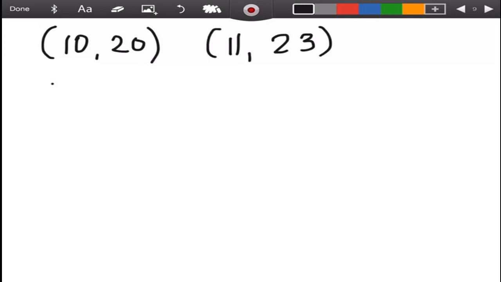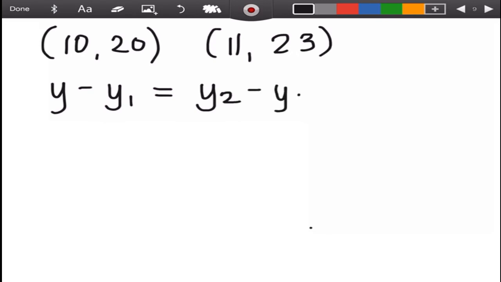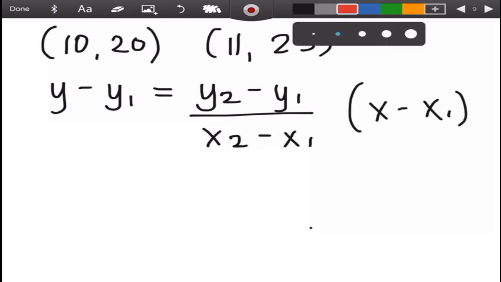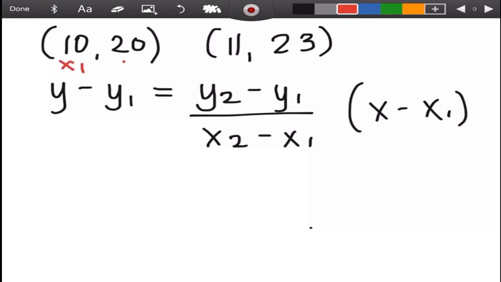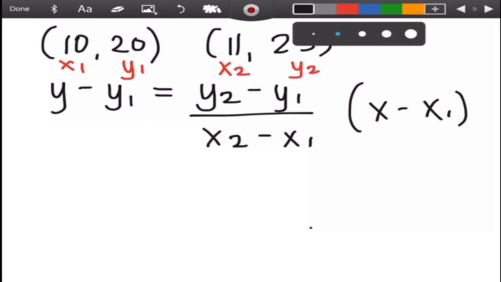The two-point form is y minus y sub 1 equals y sub 2 minus y sub 1 over x sub 2 minus x sub 1 times x minus x sub 1. The first coordinates will be the sub 1, so we have x sub 1, y sub 1. The second coordinates are the sub 2, x sub 2, y sub 2. And then we will just substitute in the given form.